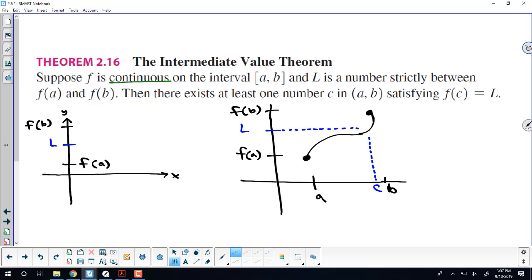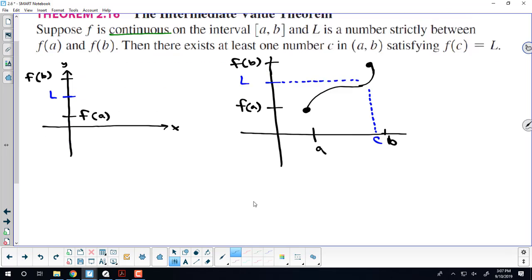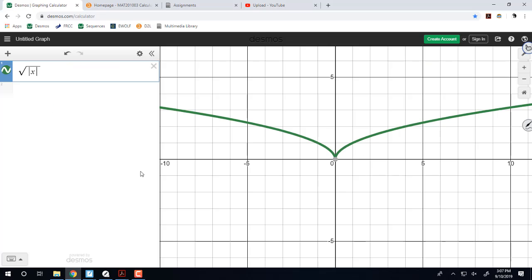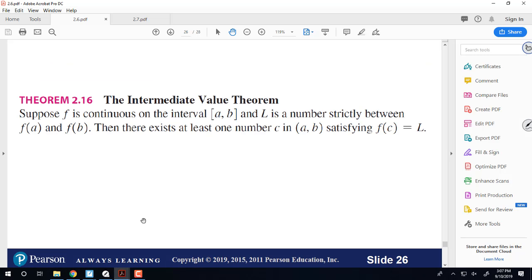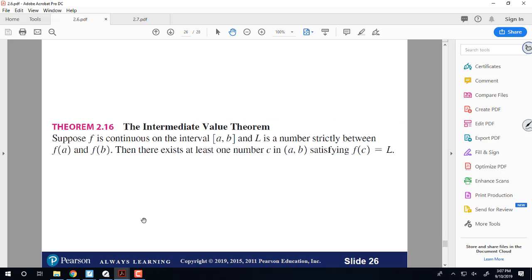Okay. And just be careful of the wording. It says there exists at least one C. I'm very sorry that this didn't come out. I know it's a lot to write.